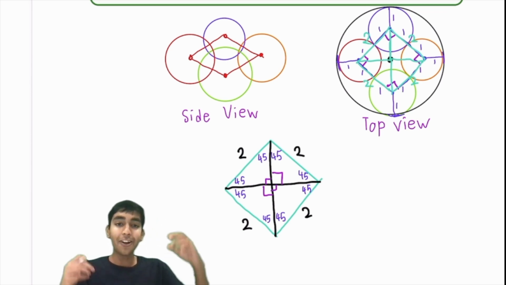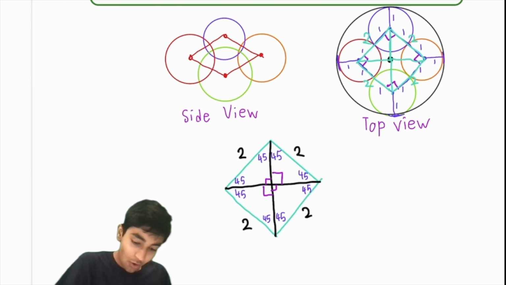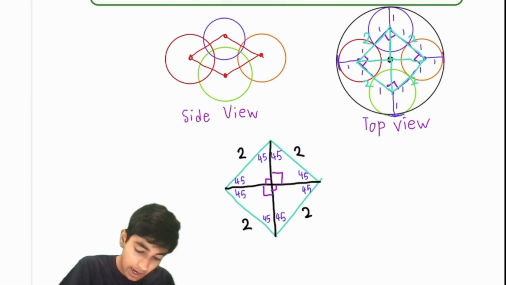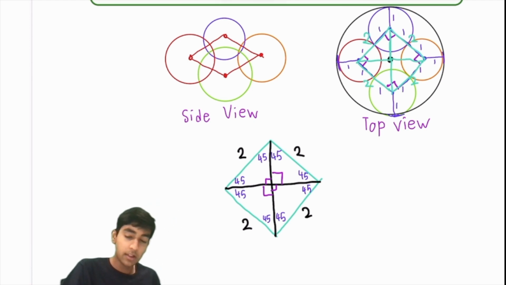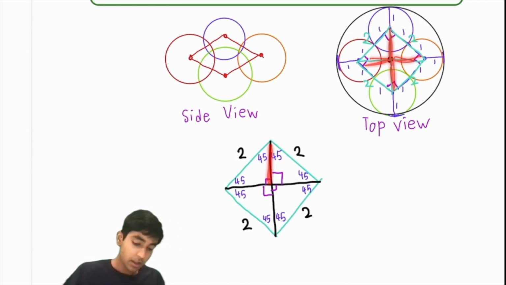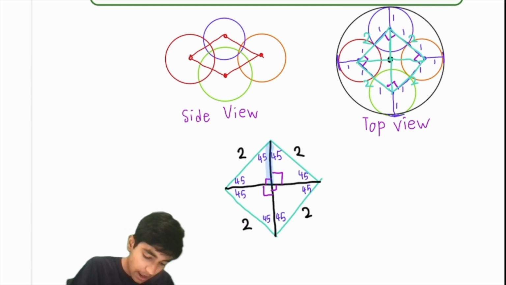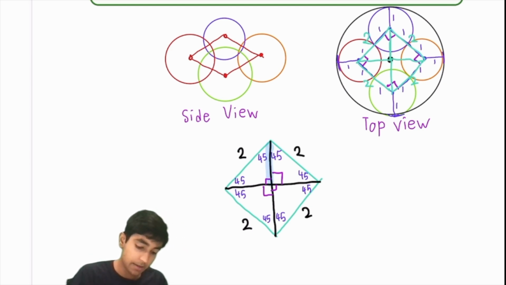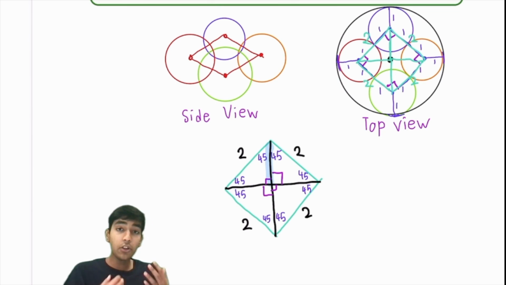45, 45, 90 triangles. So now we're looking for this length, right? So we're looking for the length of the part that connects the black center to the center of any of the other circles. So we're looking for something like this or this or this or this, which is nothing but that. So if we're looking for that segment, how should we even go about finding that? Well, we have to use the 45, 45, 90 properties.